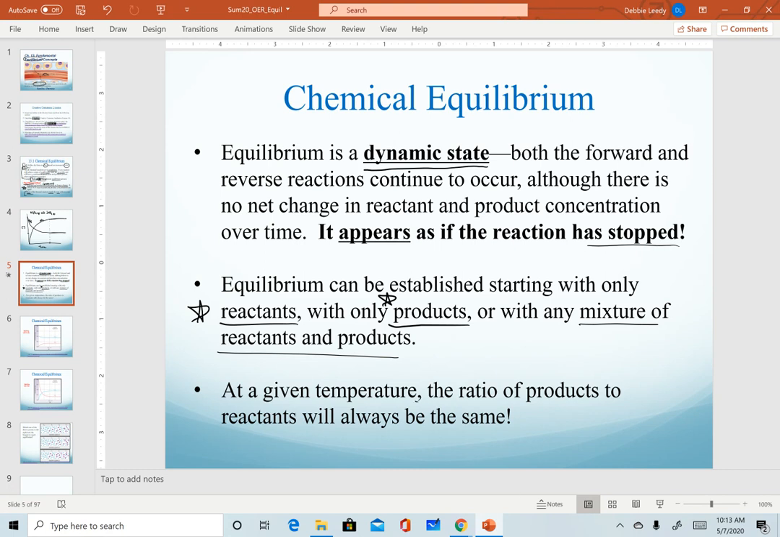One of the key things that we'll discuss as we go through this chapter is that at a given temperature, the ratio of products to reactants will always be the same. It will be a constant. And remember from kinetics, our rate constants were constant at a given temperature. We have the same idea here for chemical equilibrium. So they're a constant at a given temperature. Once we change temperature, the value of the constant will change.